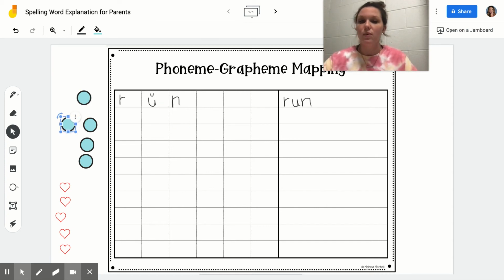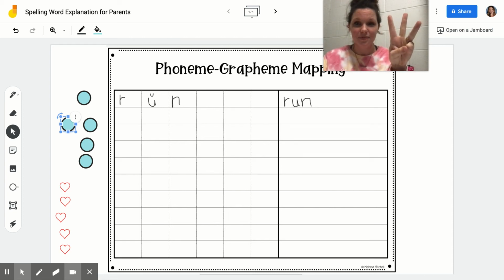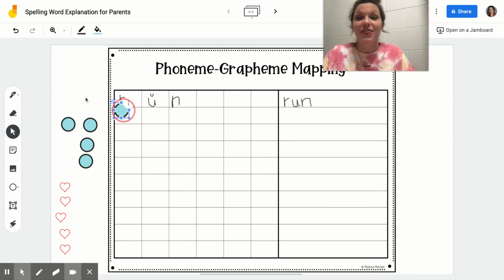And the second one I want to go over is tuck. Tuck. How many syllables does the word tuck have? Tuck has one syllable. So, how many sounds does the word tuck have? Give me your fist. T, u, k. It has 3 sounds. So, how many boxes will we use? 3. So I'm going to put my 3 tokens back over in my sound boxes.